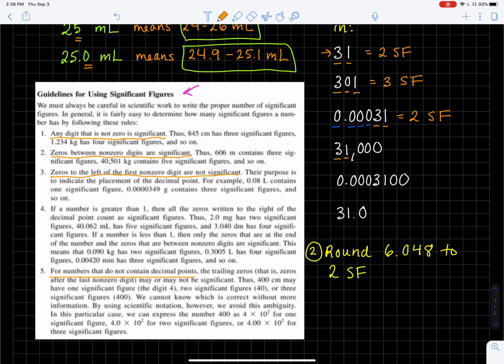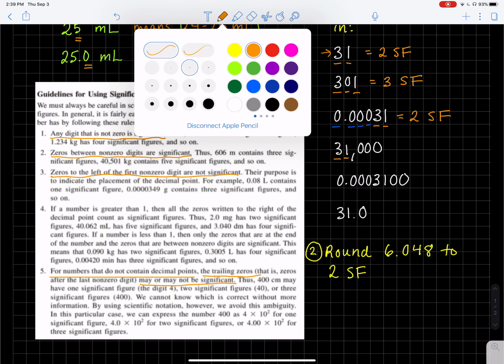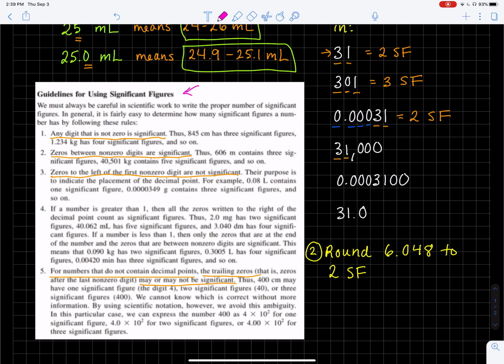And this says, unfortunately, the trailing zeros, the zeros after the last non-zero digit, may or may not be significant. All right, so this one is an example of something that is kind of ambiguous. And I'm going to show you in a minute how to avoid that. These are ambiguous. They have to be there, right, to make it 31,000.